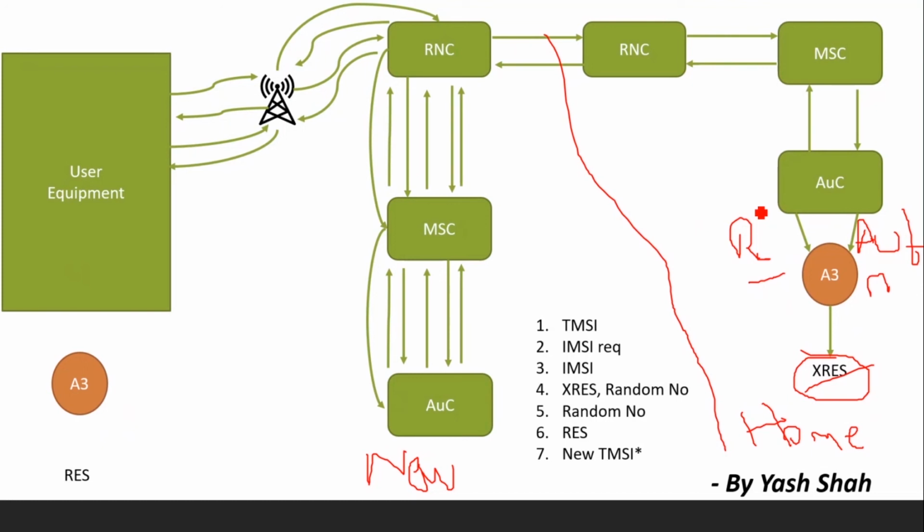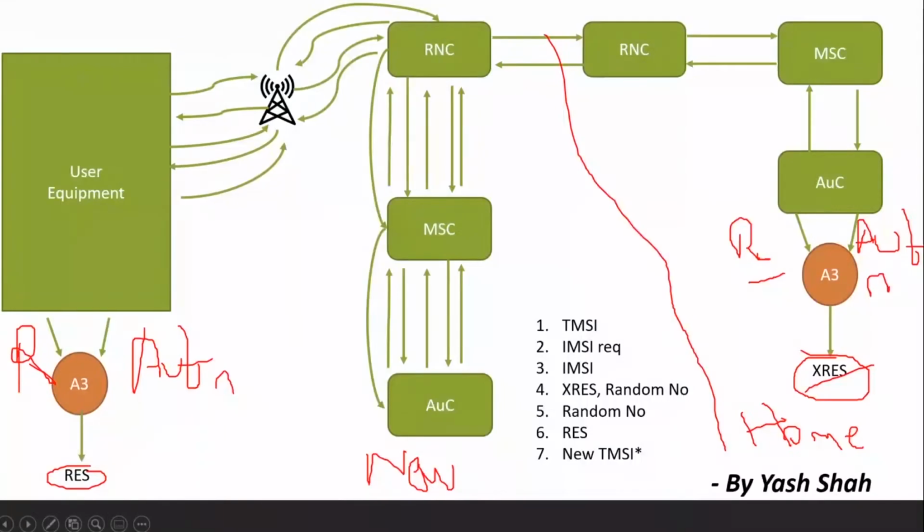The user equipment on its end receives the random number, and it already has its AUTN. It passes the AUTN and the random number through the algorithm to generate a response, that is RES. Now the user equipment forwards the RES to the AUC of the new network.